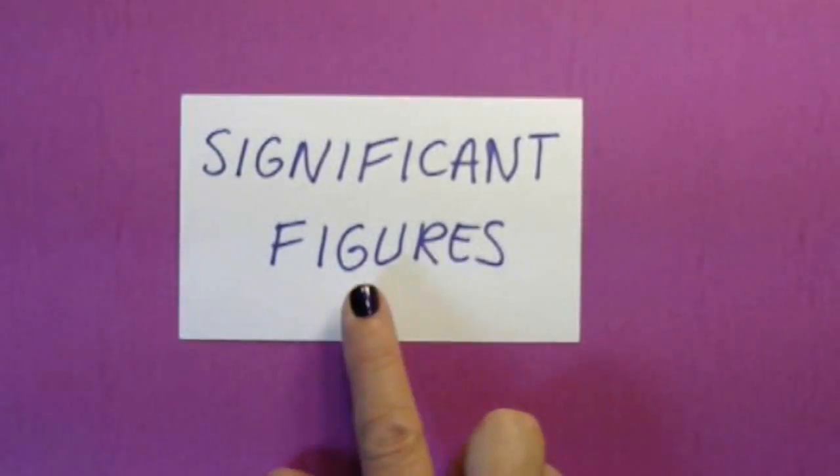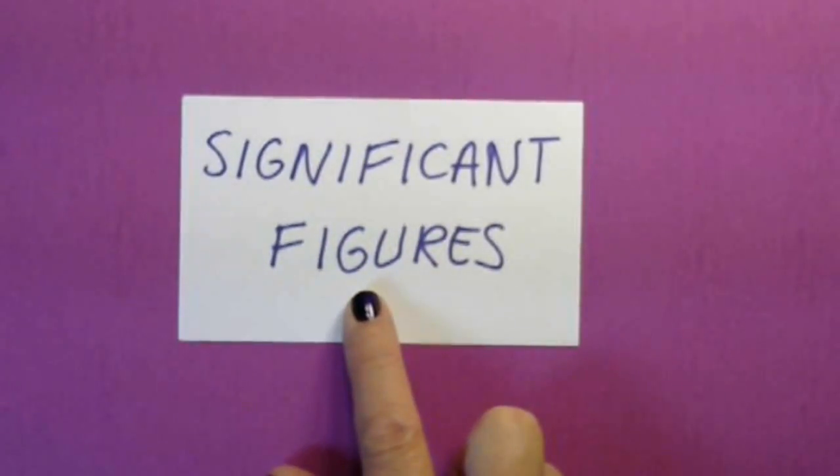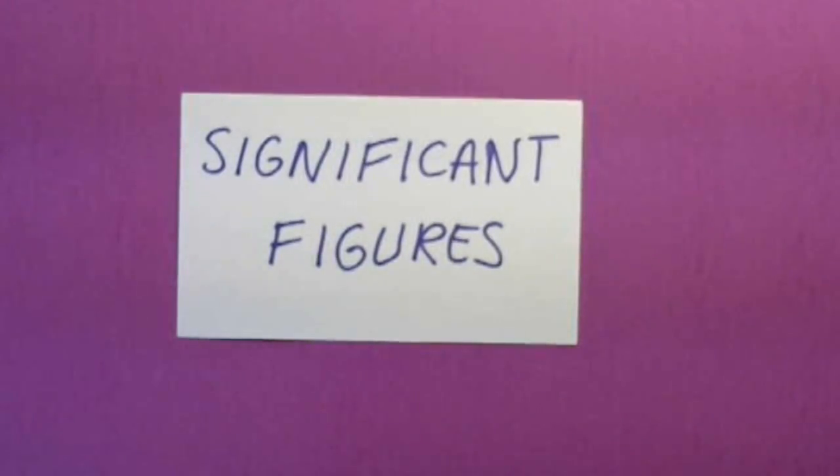Today's lesson is on significant figures. Significant figures are important in chemistry because they can tell you a lot of valuable information. They can tell you if you are likely to have good results or bad results. They can tell you if your sample is too small or sufficient.